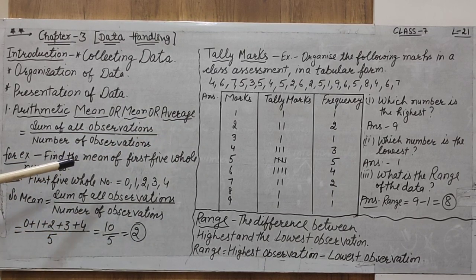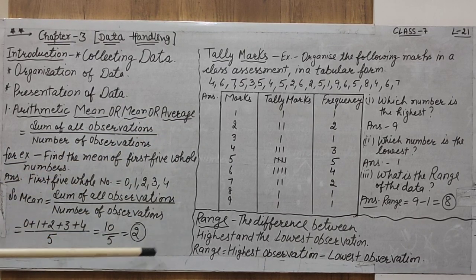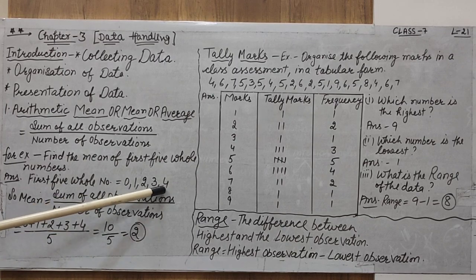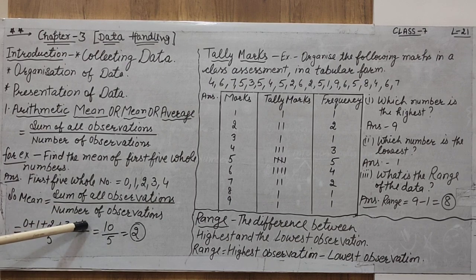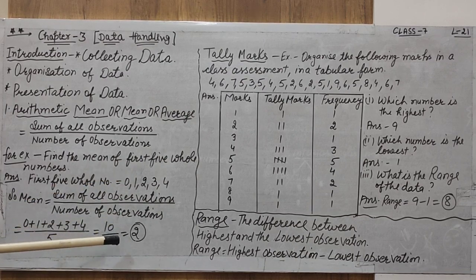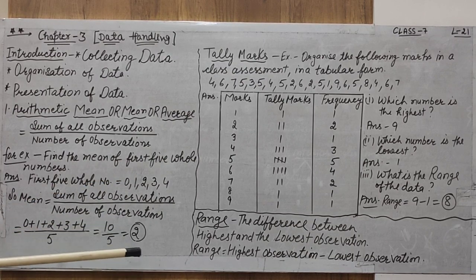Now, in this example we have to find the mean of the first 5 whole numbers. What are the first 5 whole numbers? 0, 1, 2, 3 and 4. The sum of all observations divided by the number of observations. We take the sum of all observations in the numerator and the number of observations in the denominator. The number of observations is 5 because we use the first 5 whole numbers. So the answer is 10 by 5, that is 2.